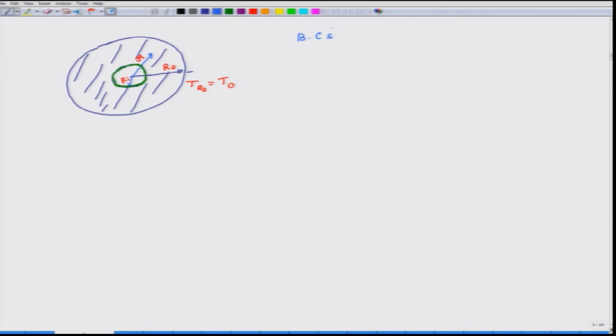Boundary conditions: T at Ro is equal to T naught, and no heat transfer at Ri.